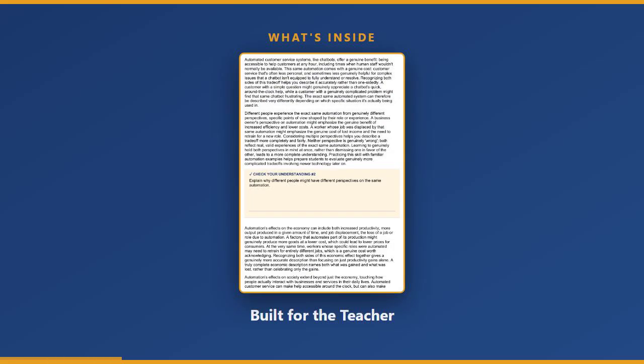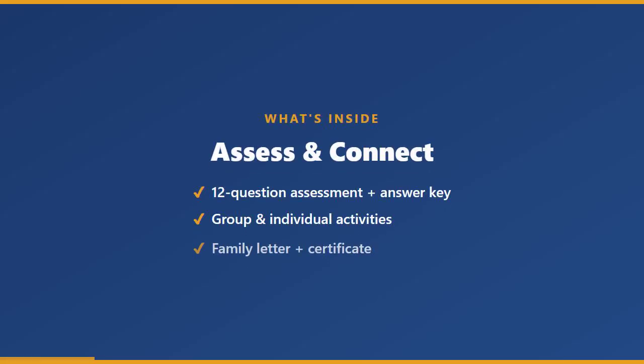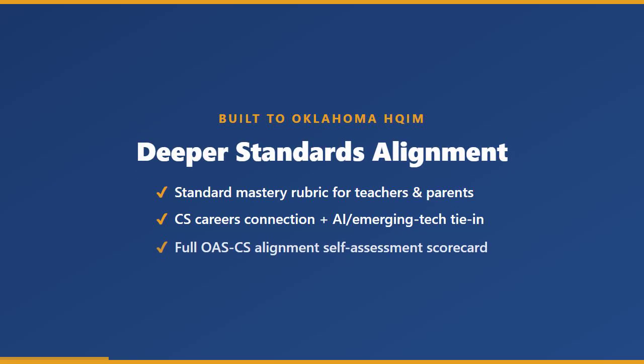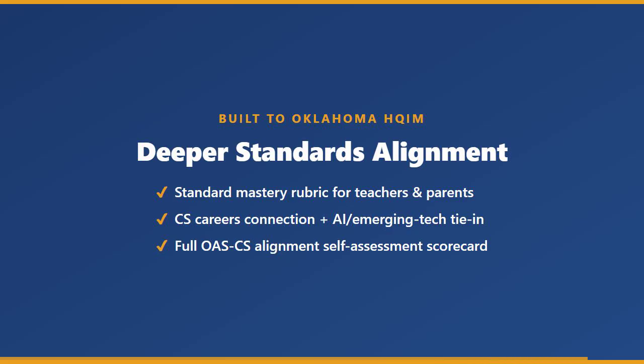Inside: a full teacher guide with pacing, misconceptions, and a scoring rubric, plus a content lesson with built-in comprehension checkpoints. This unit includes a standard mastery rubric for teachers and parents, a visual comparison chart of automation trade-offs, a CS careers connection, and an AI connection, all built to the Oklahoma HQIM rubric, plus a 10-question assessment with answer key, group and individual activities, vocabulary puzzles, a family letter, and a certificate of achievement.